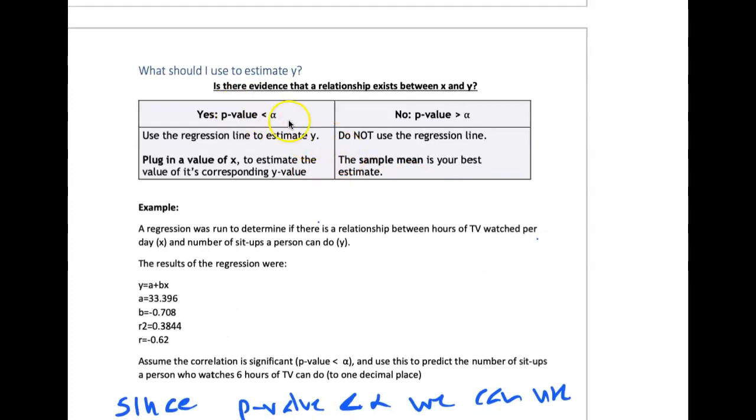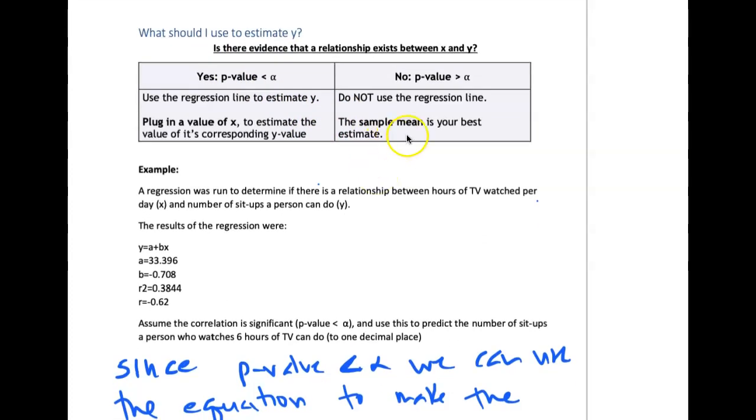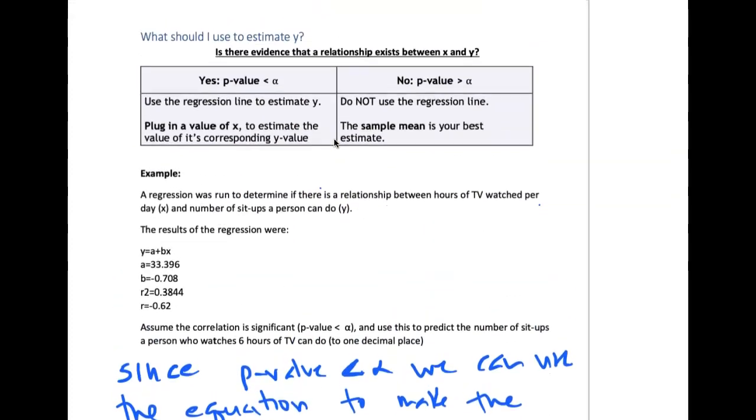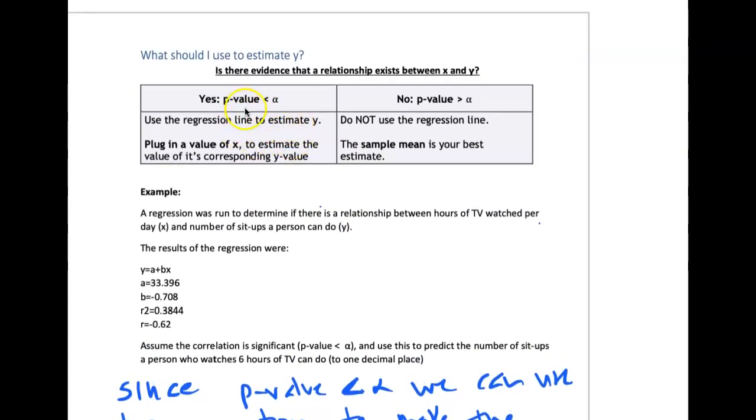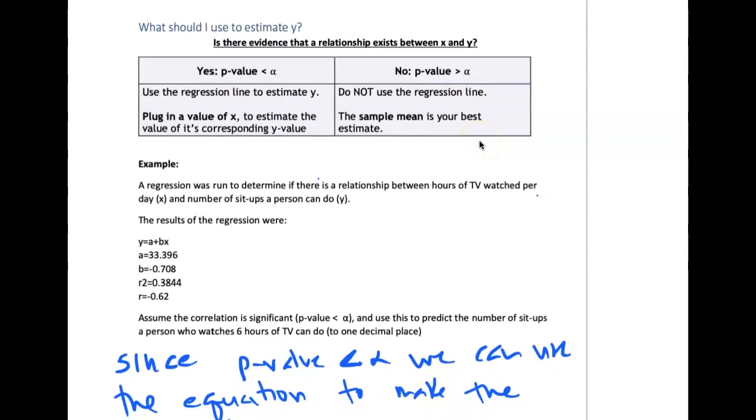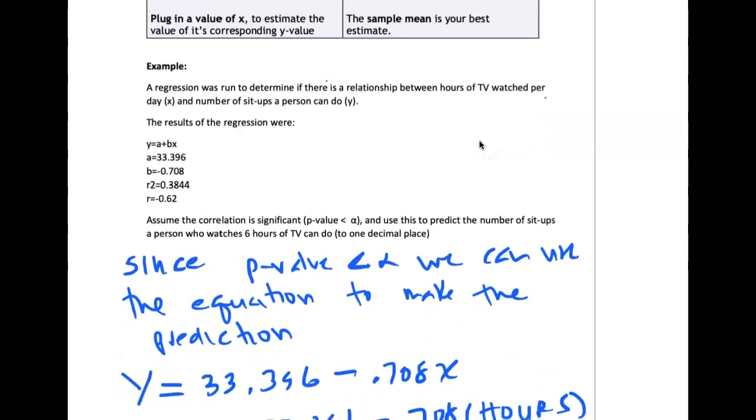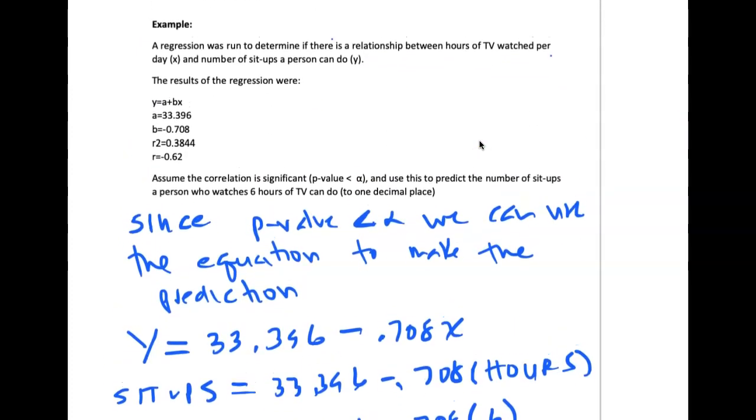And like I said, how do we determine if there's a relationship, whether to predict? We talked about that a little bit. Again, we have those rules. If the p-value is less than alpha, we use the equation. If it's not, we use the sample means. And that's what this last example shows us.